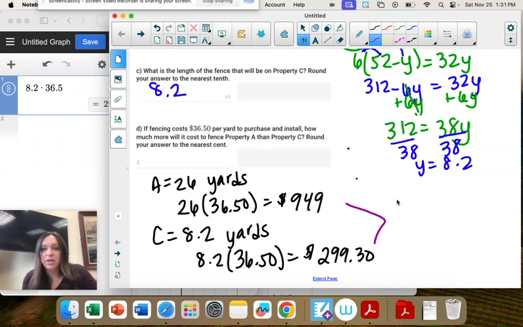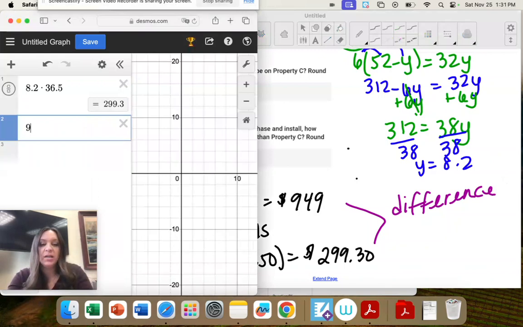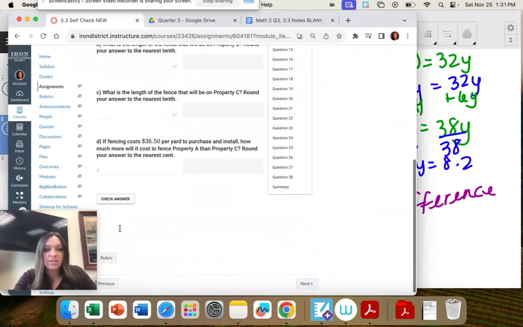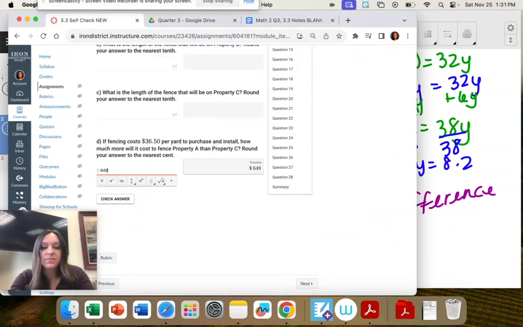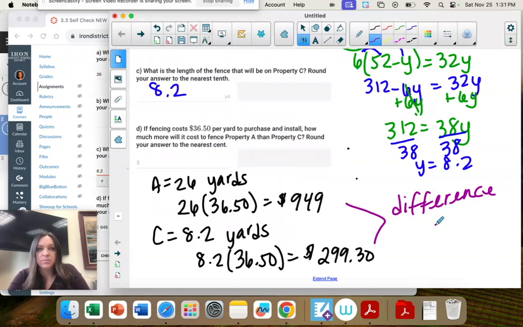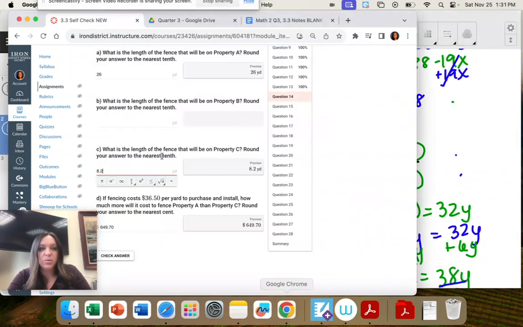So the question's saying how much more is A than C? So now we're going to find the difference. That means we subtract. So 949 minus 299.30, which is 649.70. And that's our amount. So 26, 8.2, and 17.8.